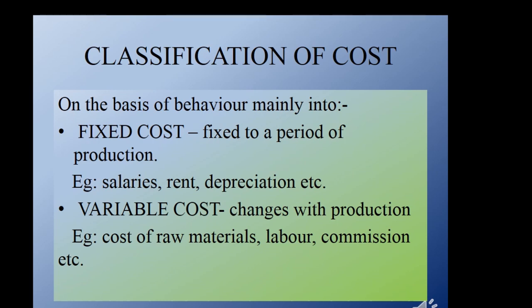As the number of units produced increases, the total variable cost also increases. Examples include cost of raw materials, labor, commission paid to sales intermediaries, etc.